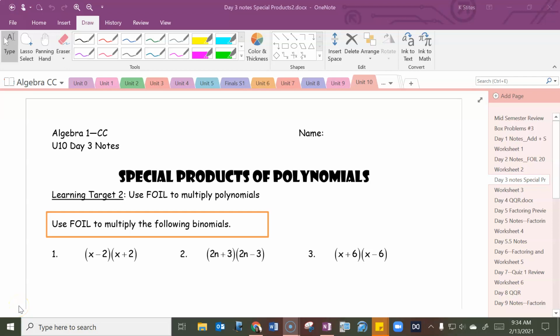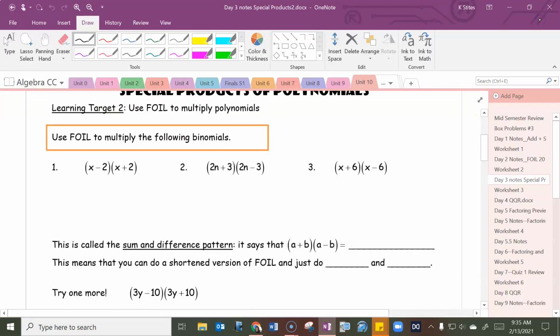Hello, Algebra 1. Today we are going to be talking about special products, which is really just more FOIL, but we have just some special cases today. So the first thing we're going to do is FOIL these three problems out, and we should notice something unique that happens. All right, so again, FOIL stands for first.